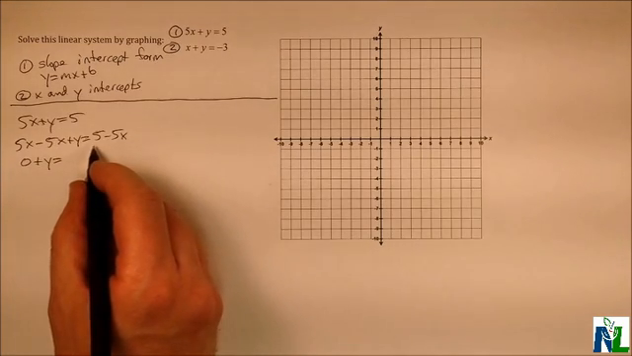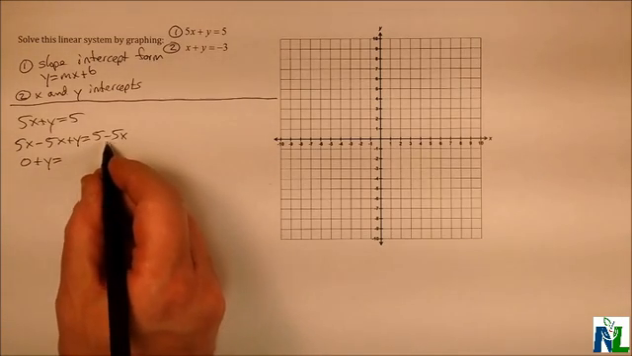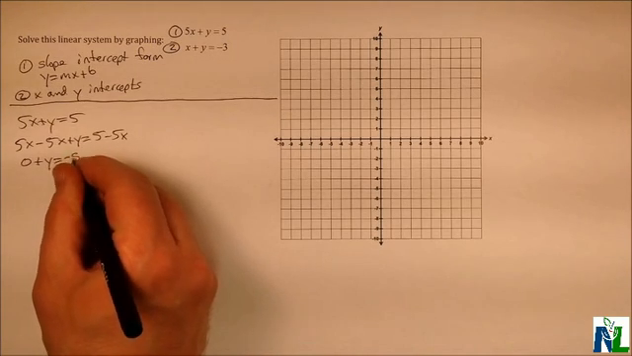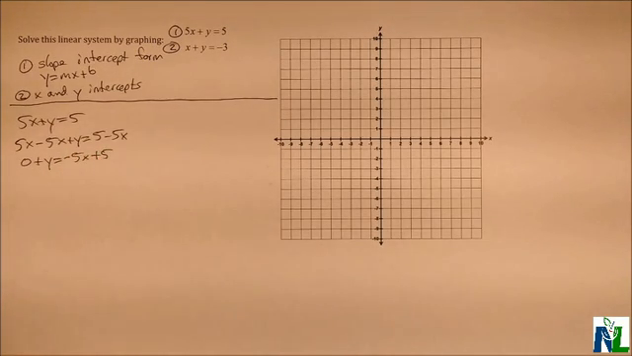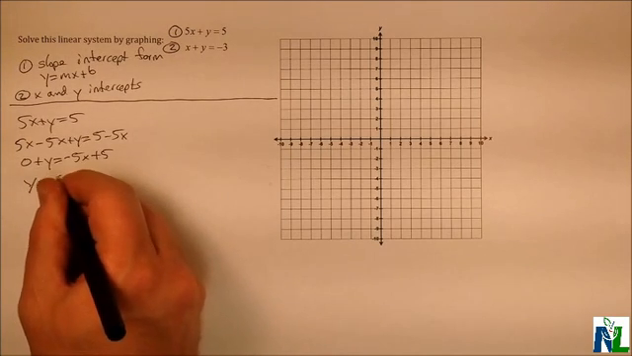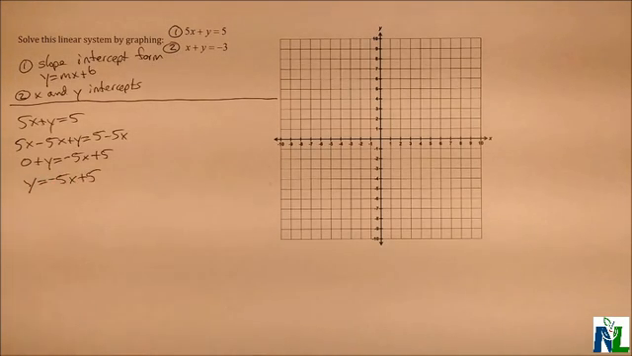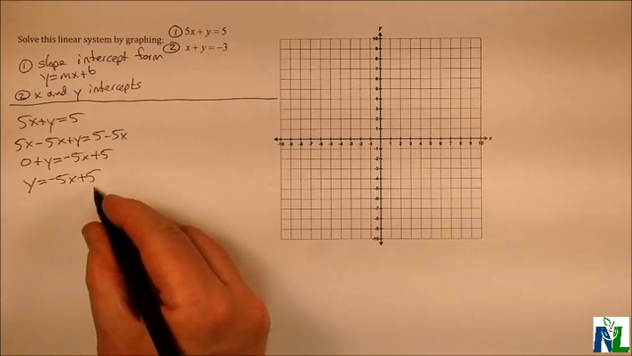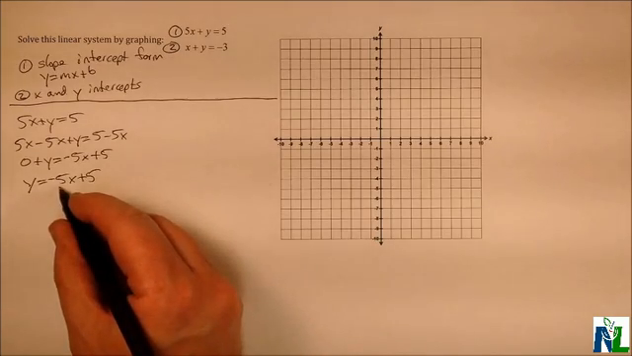On the right-hand side, I'm going to rearrange this. Instead of writing 5 minus 5x, I'm going to write this as negative 5x plus 5. 0 plus y is y, and on the right-hand side, I've got negative 5x plus 5. So I've rearranged equation 1. It's now in y equals mx plus b form. The y-intercept is 5, and the slope is negative 5.